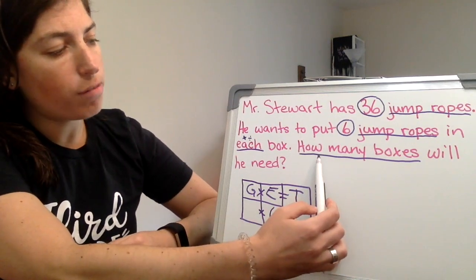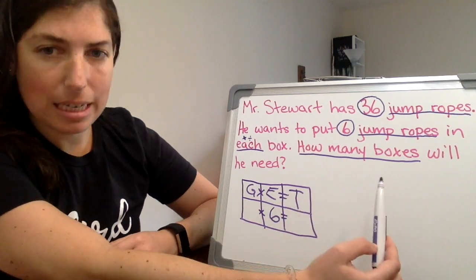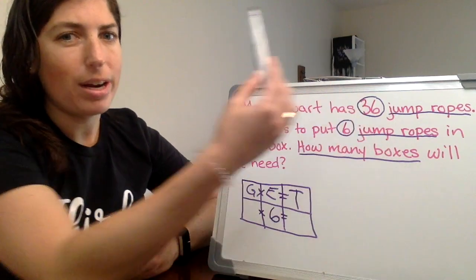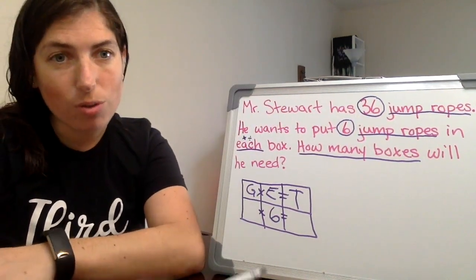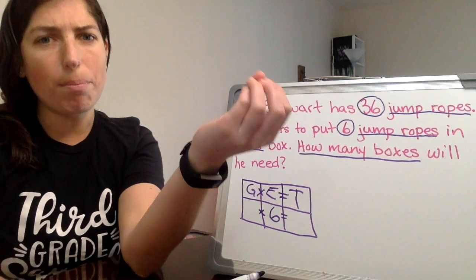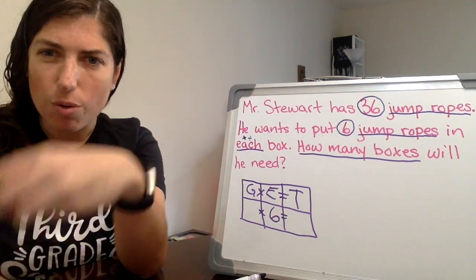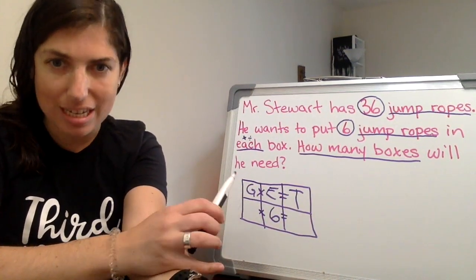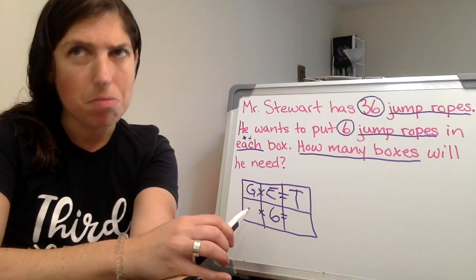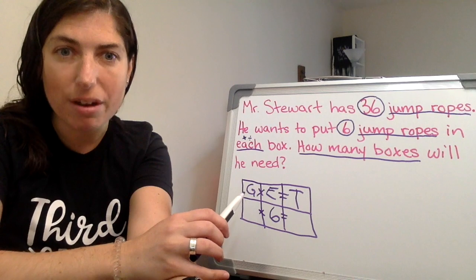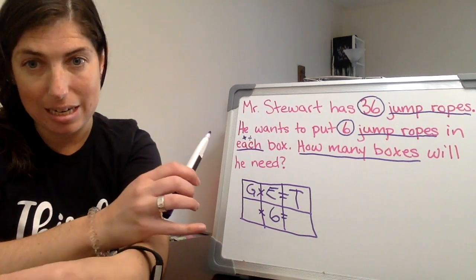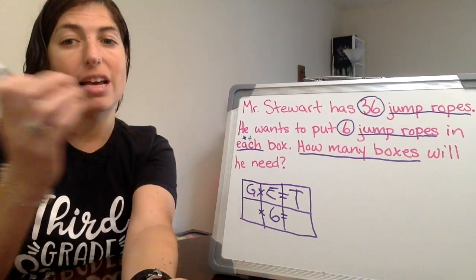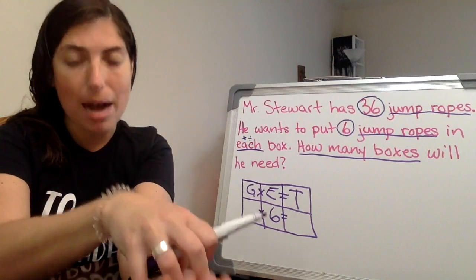Well, I underlined this part of my question also. How many boxes? So I'm dealing with boxes and I'm dealing with jump ropes. I've told my students and the after-school kiddos that I saw, okay, do jump ropes go in boxes or do boxes go in jump ropes? Remember, our groups need to be able to hold something. I've never seen a box in a jump rope, but I've definitely seen jump ropes in boxes. So those boxes are going to be my groups because I can put those jump ropes in the boxes.